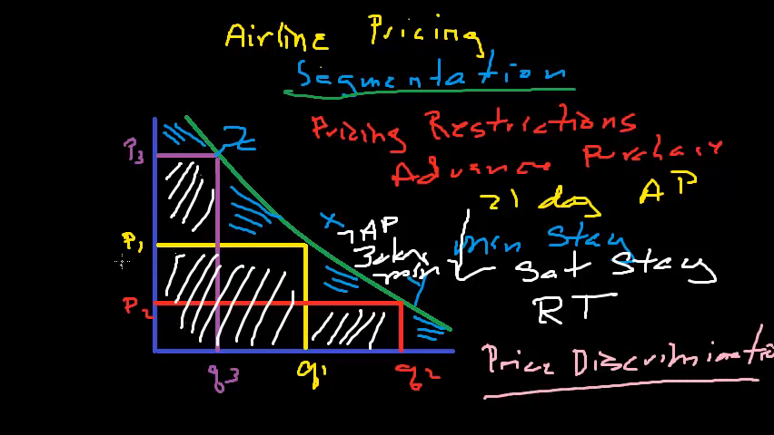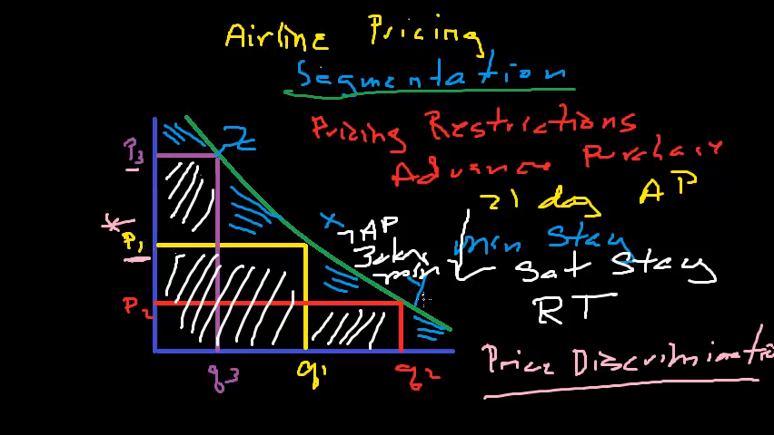Because when we only had P1 and we said that was the optimal price for a market that only had one fare, so if the airline was only able to charge one price and there was no segmentation, no price discrimination, there would only be one price. Well, these customers would actually benefit. The P3, the Z customers who are willing to pay P3 would actually benefit because they'd be paying a lower price than they would be willing to pay.